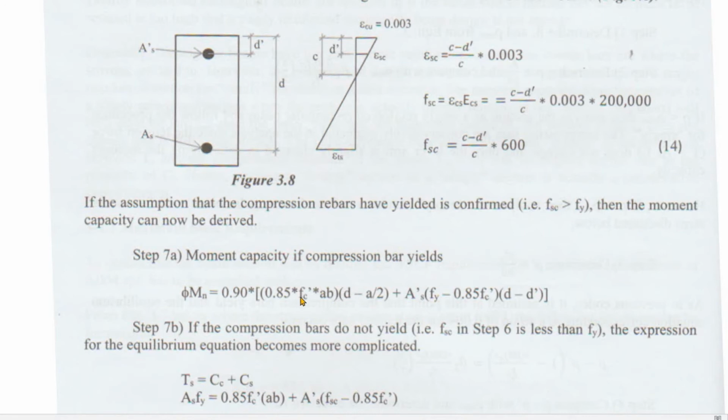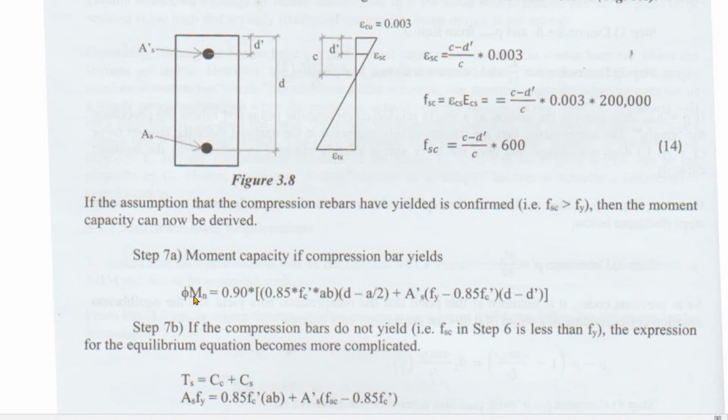Okay. Ito yung value ng compression concrete. Tapos, ito yung lever arm. Okay, remember that? d minus a over 2. Next is yung moment due to the compression steel. Yan yung A'S. And then, yung lever arm niya na d minus d prime. Okay? So, ayan ang kanyang nominal moment.